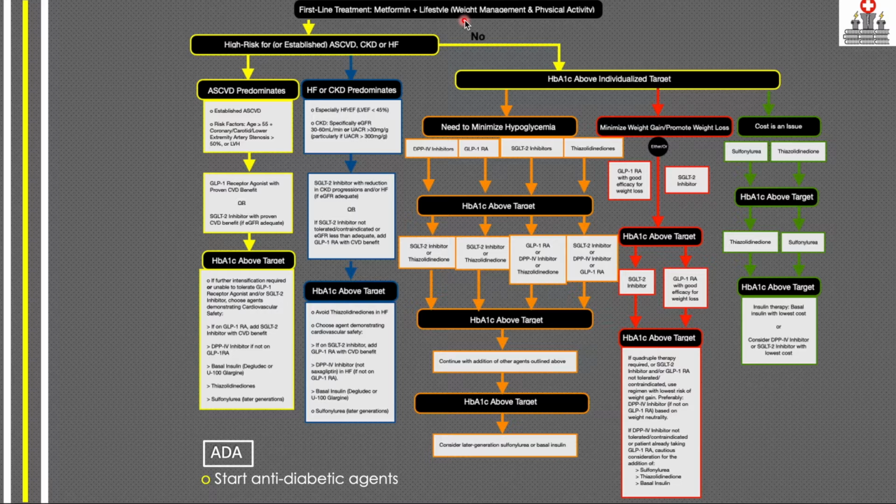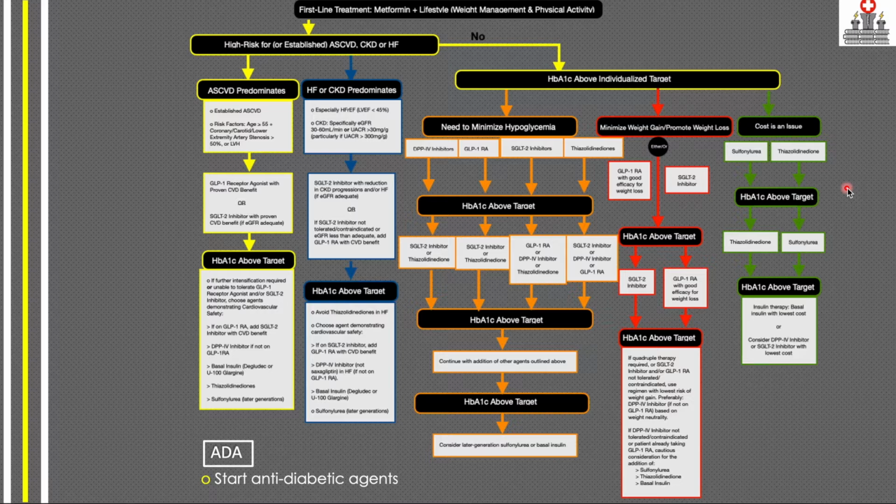Now, again, this is quite a difficult chart to follow, but I always recommend, and it's of course my opinion, ignoring this side. The reason being, as you can see for an example, cost is an issue. Well, they recommend considering a sulfonylurea or a thiazolidinedione. We'll talk more about these classes in a bit. But if you're prescribing a medication just because of costs, you're not necessarily giving the most effective medication.